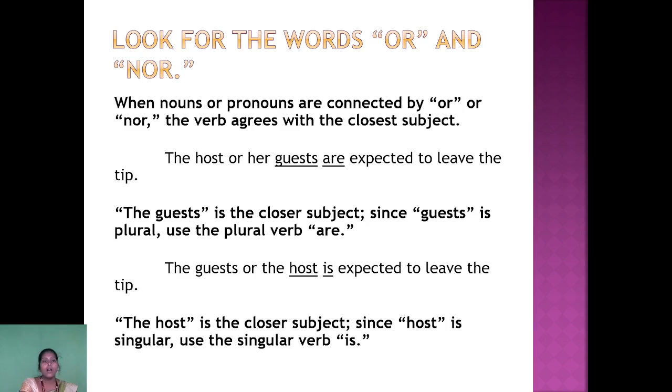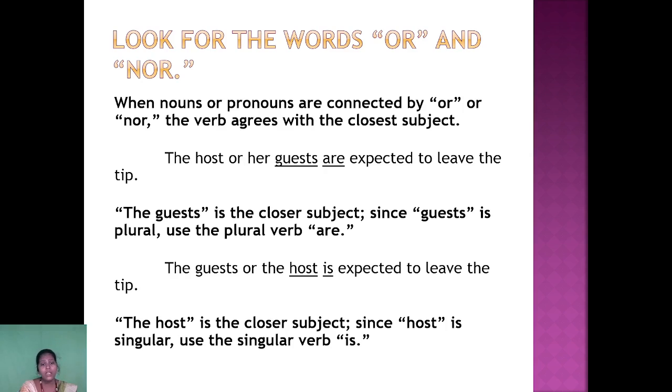Then the fifth rule is to look for the words or and nor. This is the biggest example for us because we have a lot of confusion in sentences like this. When nouns are connected by or or nor, the verb agrees with the closest subject. For example, the host or her guest are expected to leave the tip.